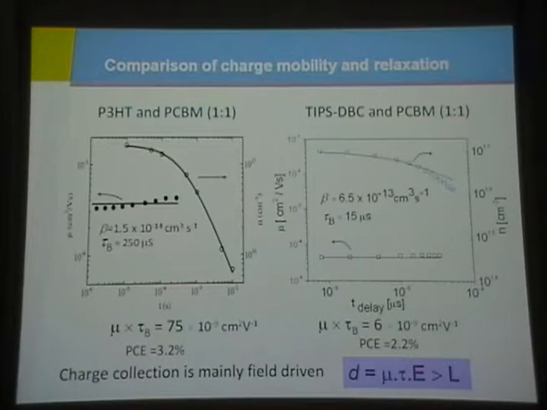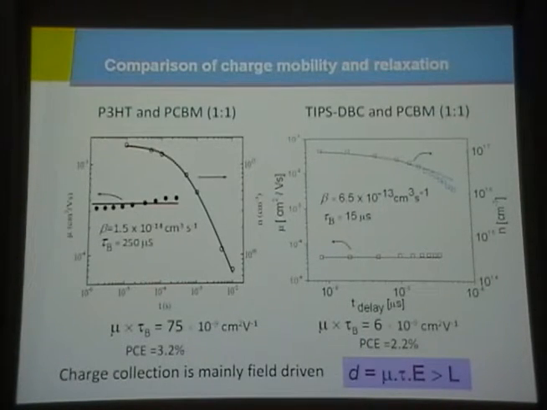Now if you compare the mobility and the lifetime of the charge carriers in the two cases, the mobility-lifetime product is much higher in the PCBM case. So I think the efficiency there is higher because we get a much longer drift length of the charge carriers in the case of PCBM. Nevertheless, it has seen a very similar type of recombination dynamics. I'm going to come to that in a minute.